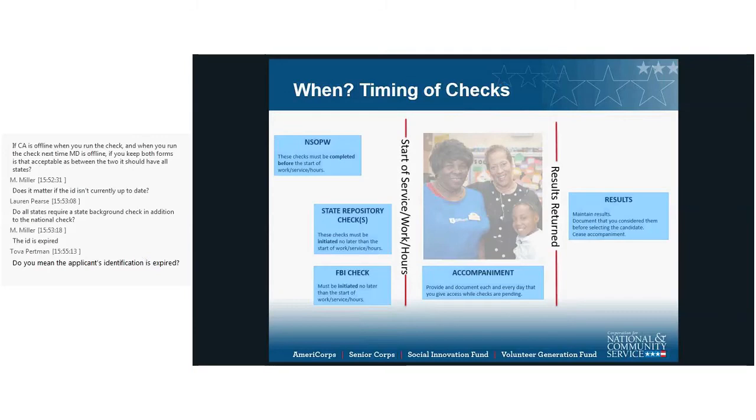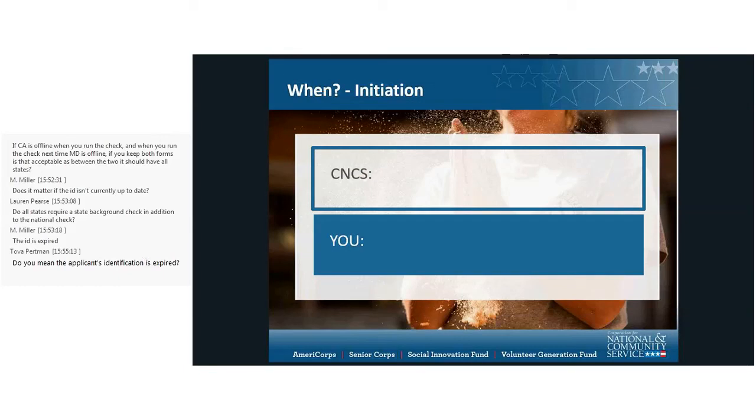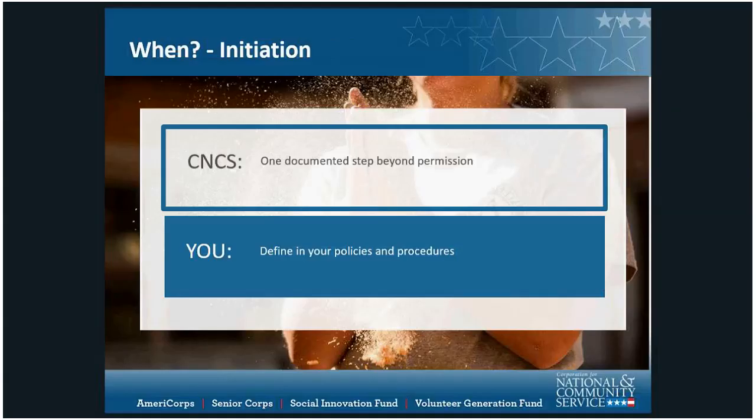Your state and your FBI check must be initiated no later than the start of work service or hours. What does initiation mean? For CNCS, it's one documented step beyond permission, but you get to define that in your policies and procedures. So it might be the day that you make a fingerprint appointment. It might be the day you actually get your fingerprint appointment. You could create an initiation form and have people sign that. That's fine. Whatever it is, it's one step beyond permission, and it's documented. You define it, and you practice that.